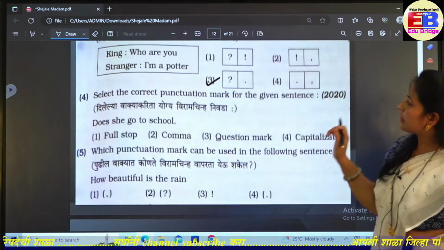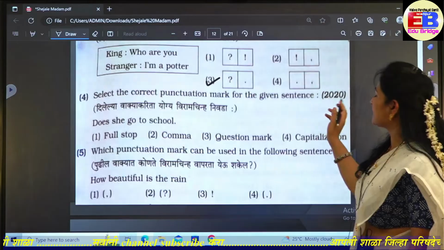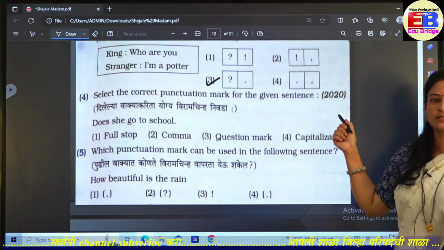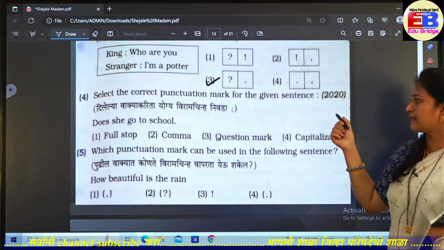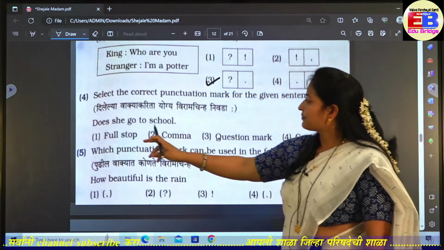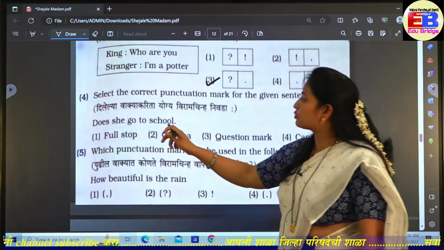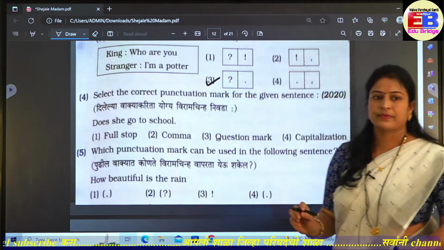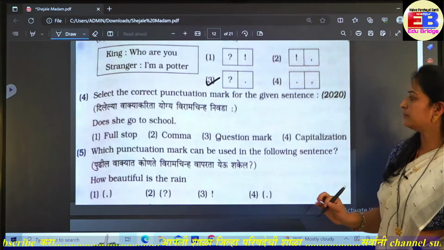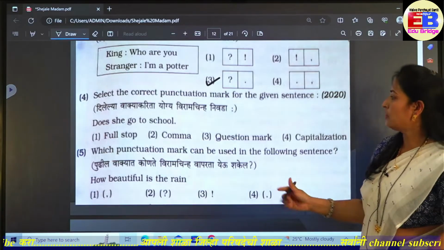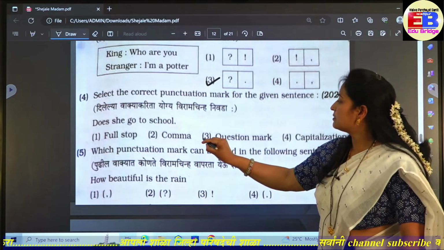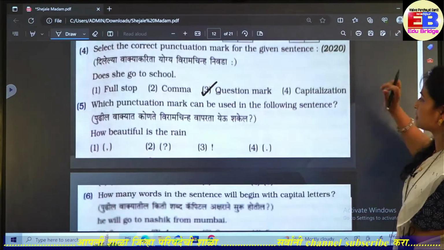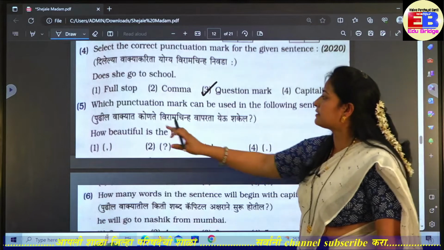Select the correct punctuation mark for the given sentence. The same question has been asked in 2020 examinations. In the year 2020, same question has been asked. Does she go to school? दिलेल्या वाक्यातील योग्य विरामचिन्ह निवडा. Does she go to school? It's a question, so question mark is the right option. Option number 3 is the right answer.